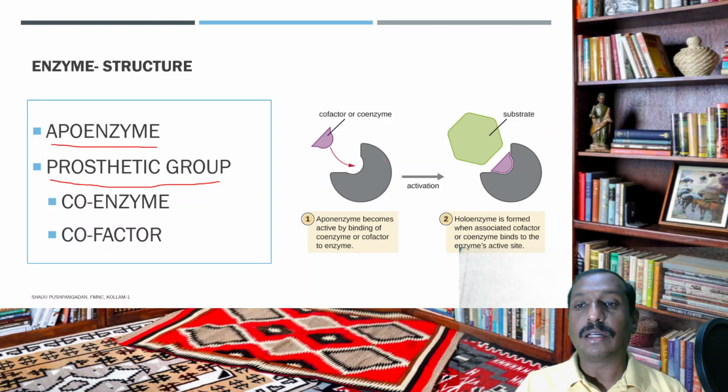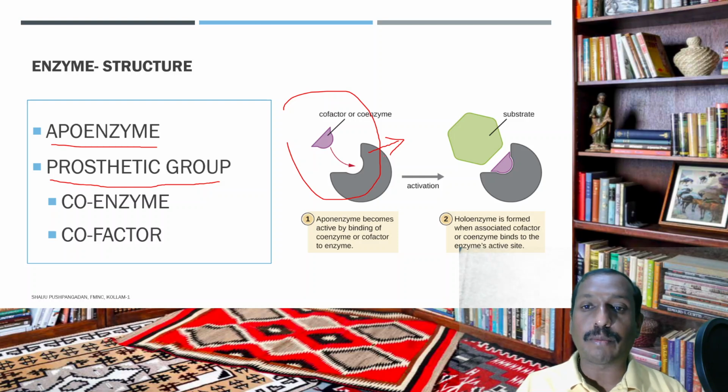This is the enzyme, and this is the major part of the enzyme. This is the proteinaceous part of the enzyme. Enzymes are proteins, and this major proteinaceous part of the enzyme is called the apoenzyme. The core part of the enzyme is called the apoenzyme. That is actually the protein.